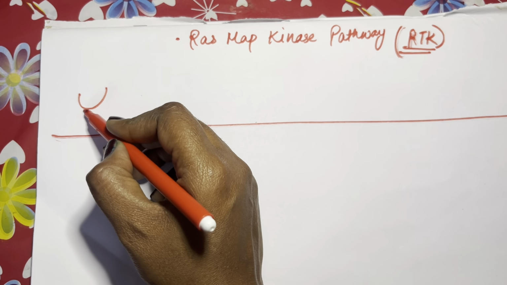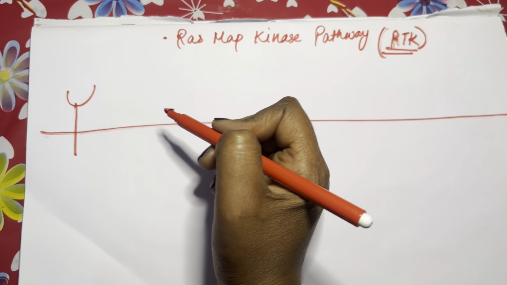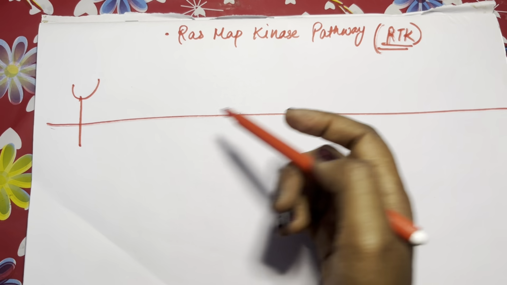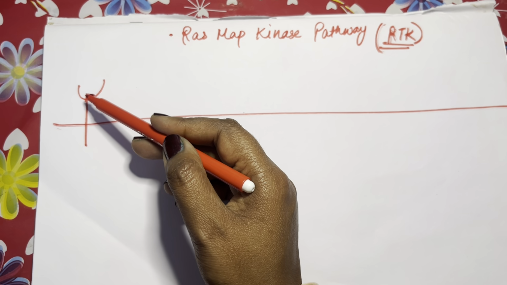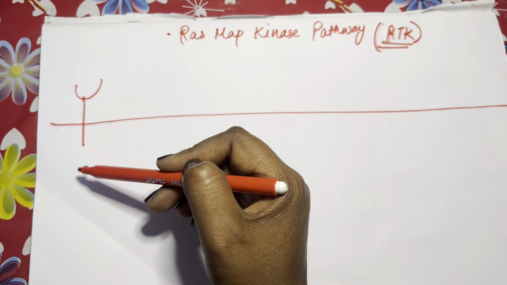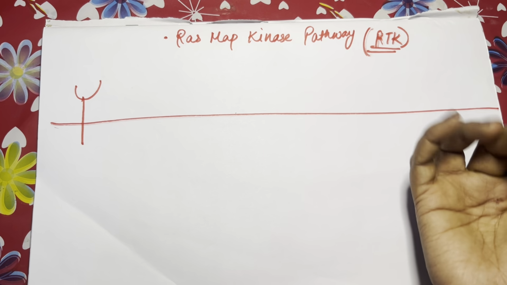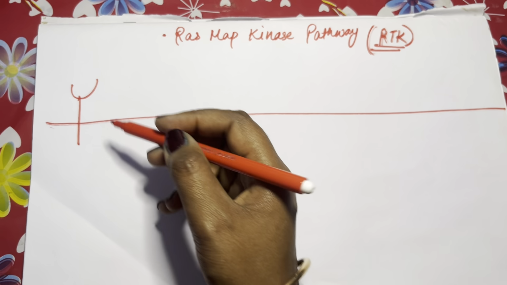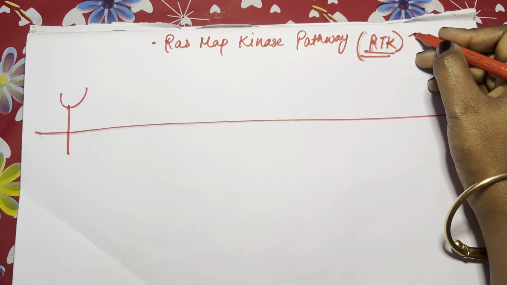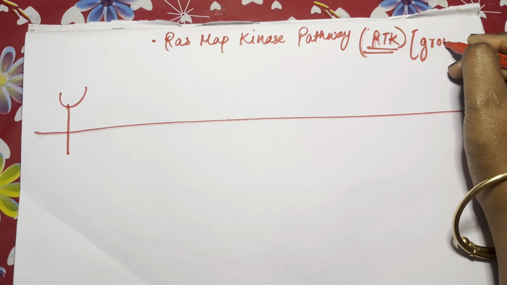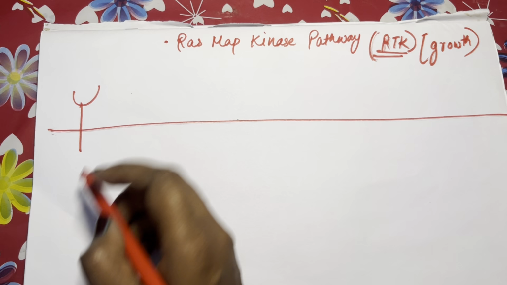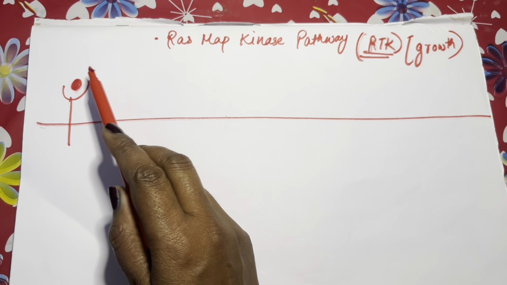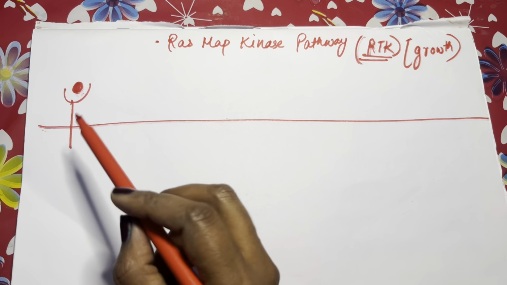This receptor tyrosine kinase is a type of enzyme linked receptor, and unlike GPCR, enzyme linked receptors can pass the plasma membrane only once, not 7 times like GPCR. So here you have to know the objective of this pathway is cell growth. Okay, so imagine one ligand will come. This ligand is a growth signal, for example.